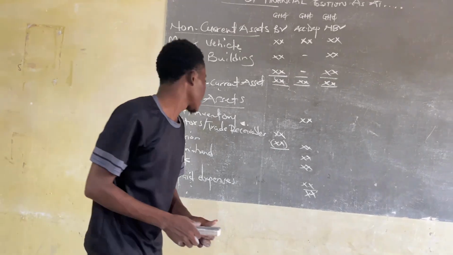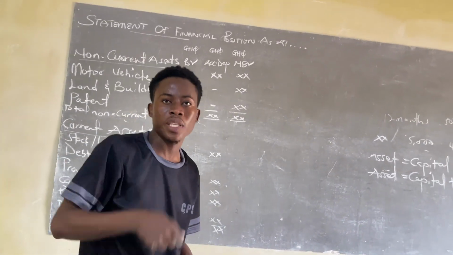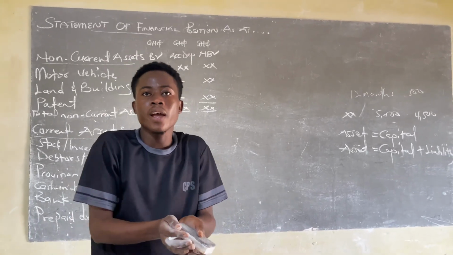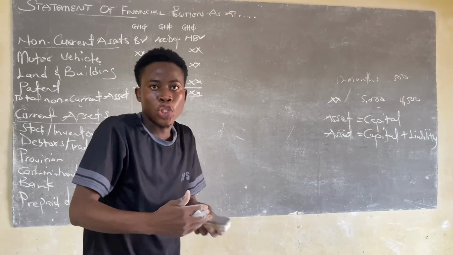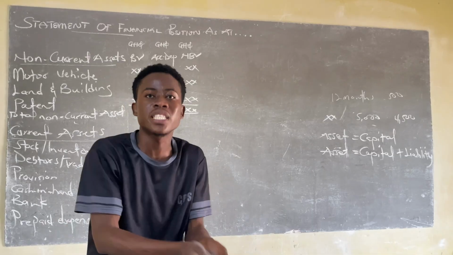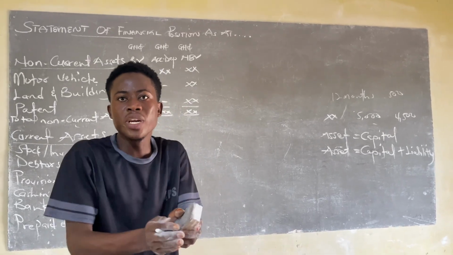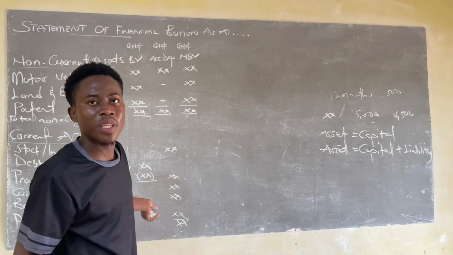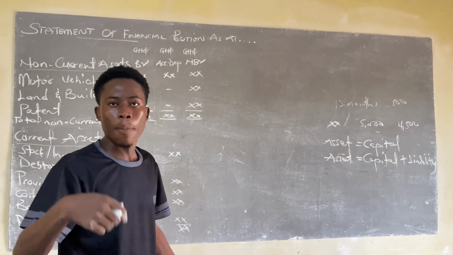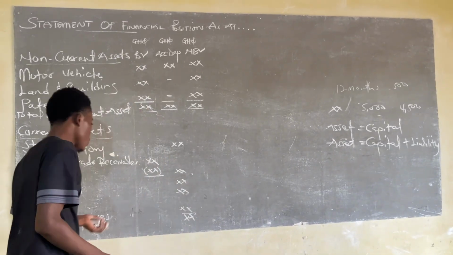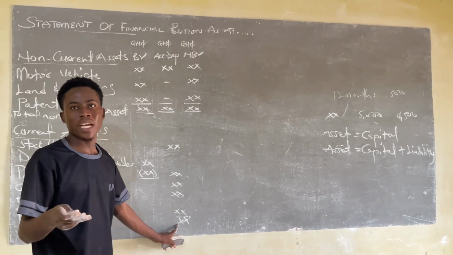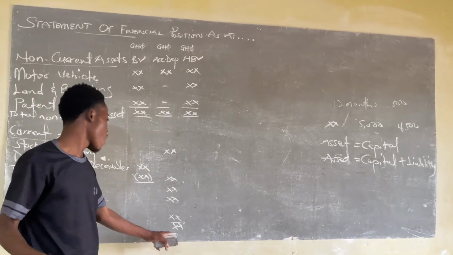From there, right after the total current asset, we need to get our working capital. When we talk of working capital, we mean we want to know the amount of money that the organization is using to operate within a particular time frame or within a short period. So to get our working capital, we need to deduct our current liability from our current asset.